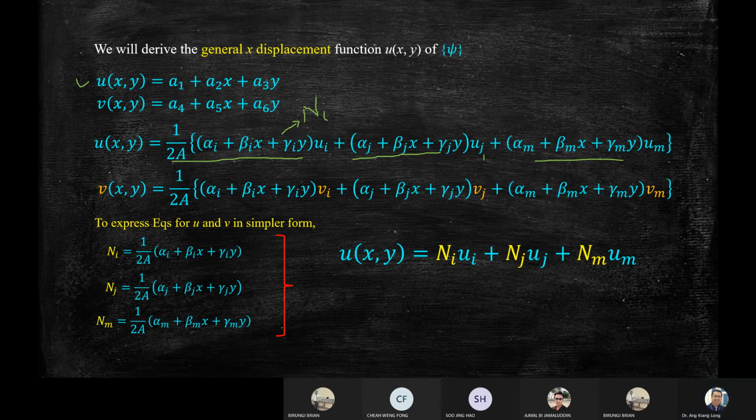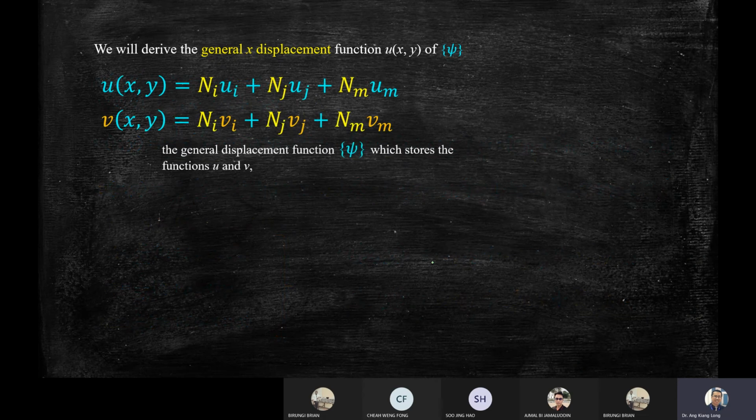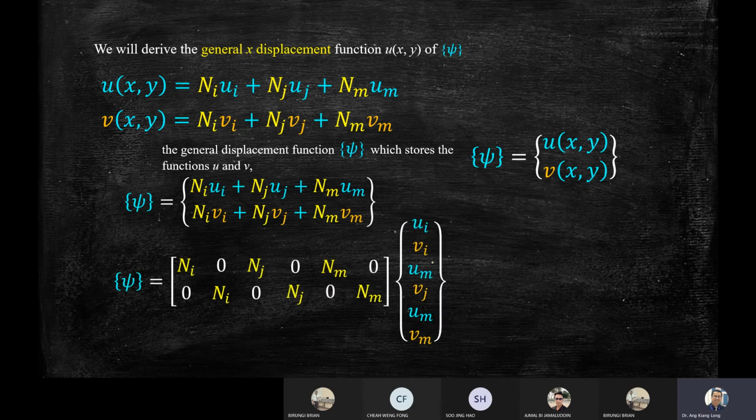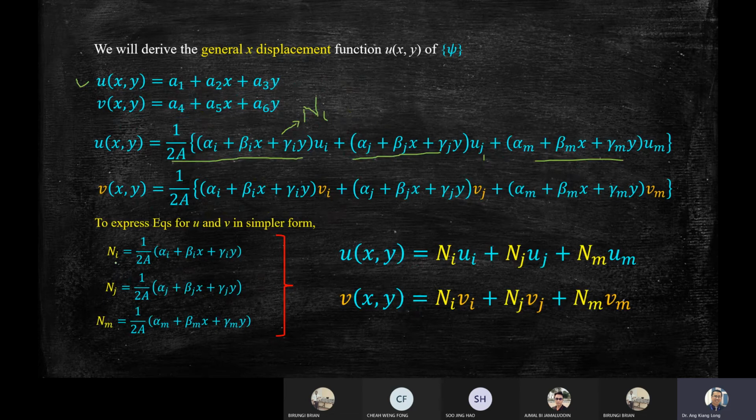So you are writing U equal to NiUi plus NjUj plus NmUm. You do the same for V. What does this N form? N, there's a name for it. Before this we saw this capital N. It is a form factor. Okay, it's a form factor. If you study vibration, then you will have heard this term before.